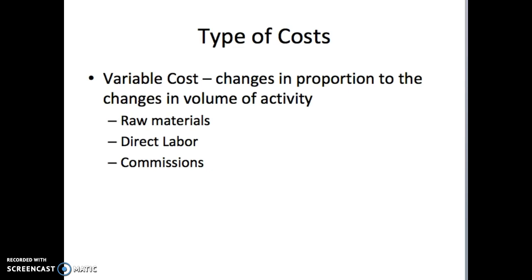The second type of cost would be variable costs. In contrast with the fixed costs, variable costs would change along with the number of units produced in a period. So that will mean, let's say, in terms of raw materials, direct labor, or commissions. So one example would be, let's say you are assembling a toy. Let's say you are making toy cars.